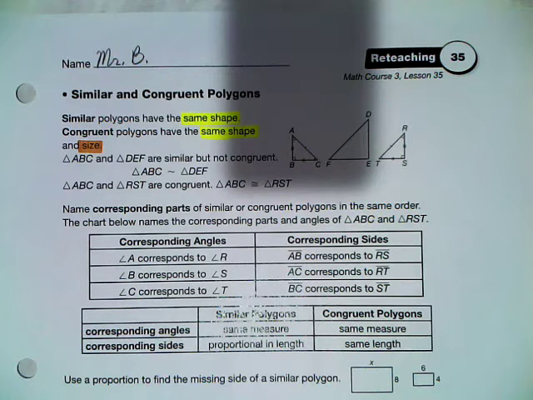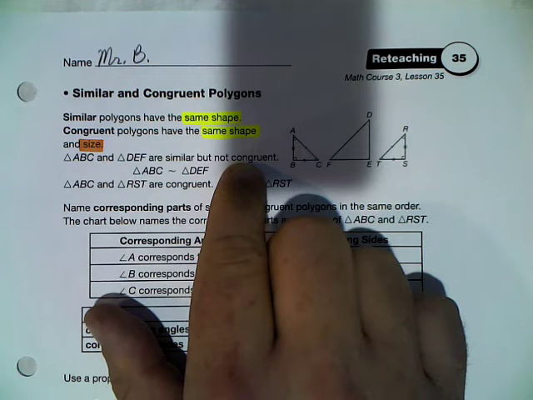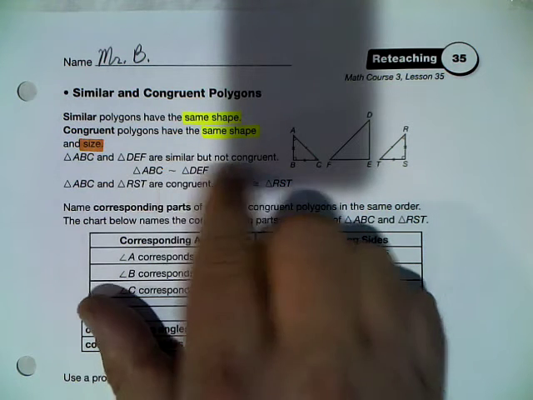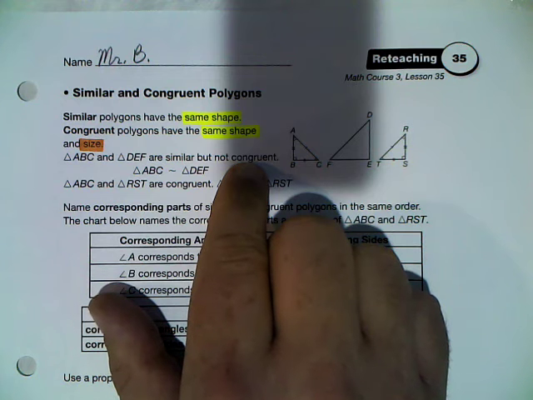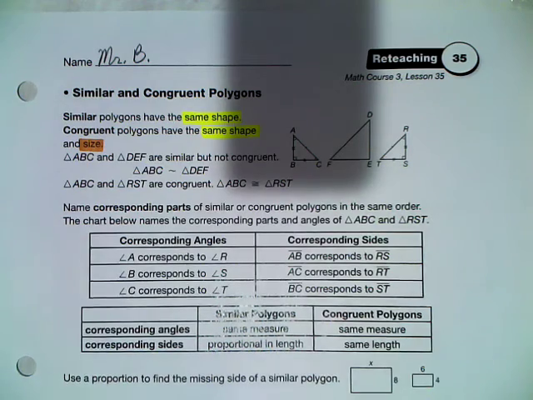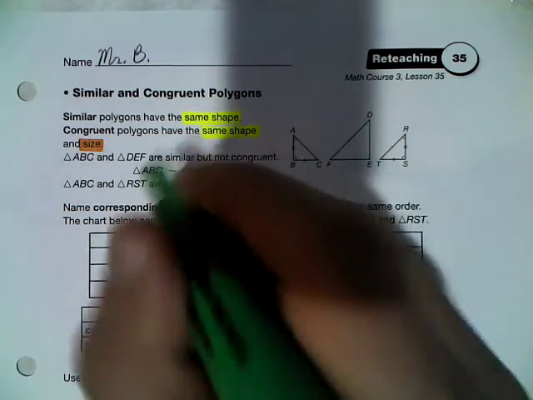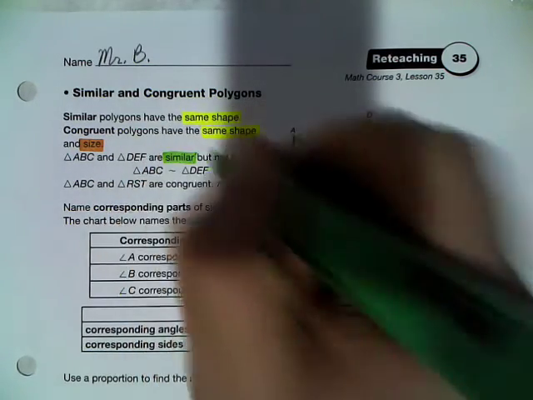So if we take a look at the figures over here to the side, if I tell you that triangle ABC and triangle DEF are similar but are not congruent, then that tells me right there that they have the same shape, but they do not have both the same shape and the same size. Well, if we already know that they have the same shape, then it must be the size that's different that makes them not congruent. So grab a color other than yellow and orange. I'm going to choose my green here today. So I'm going to highlight the word similar.